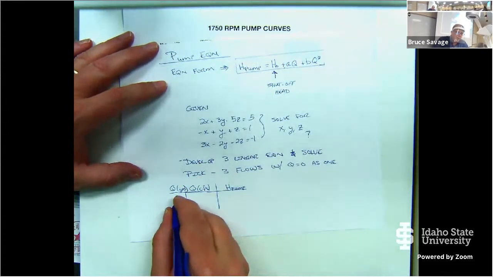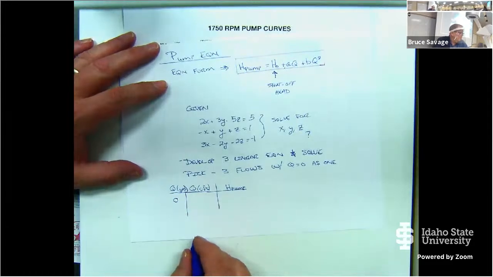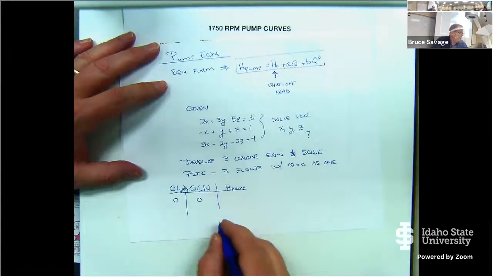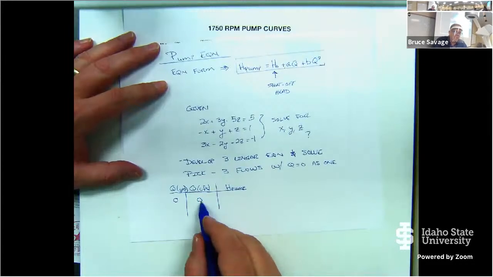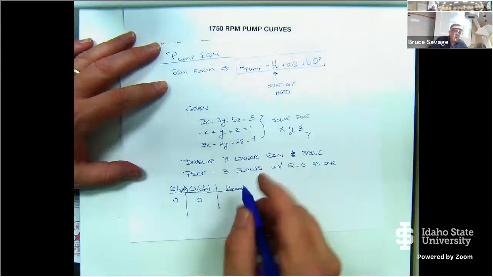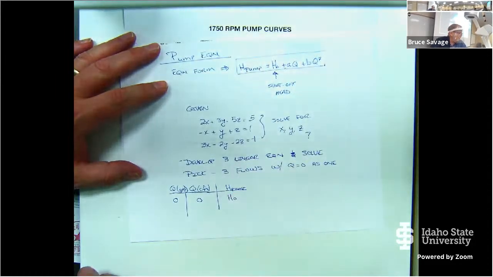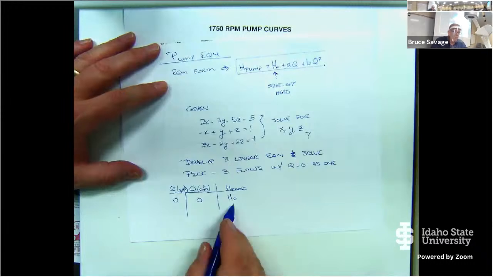I said one of my flow rates is 0, so I can easily solve this. 0 gallons per minute is 0 cubic feet per second. And if I put 0 into my equation, H of the pump is H sub naught, my shutoff head. It doesn't matter what pump curve, the first one for 0 is always the shutoff head.